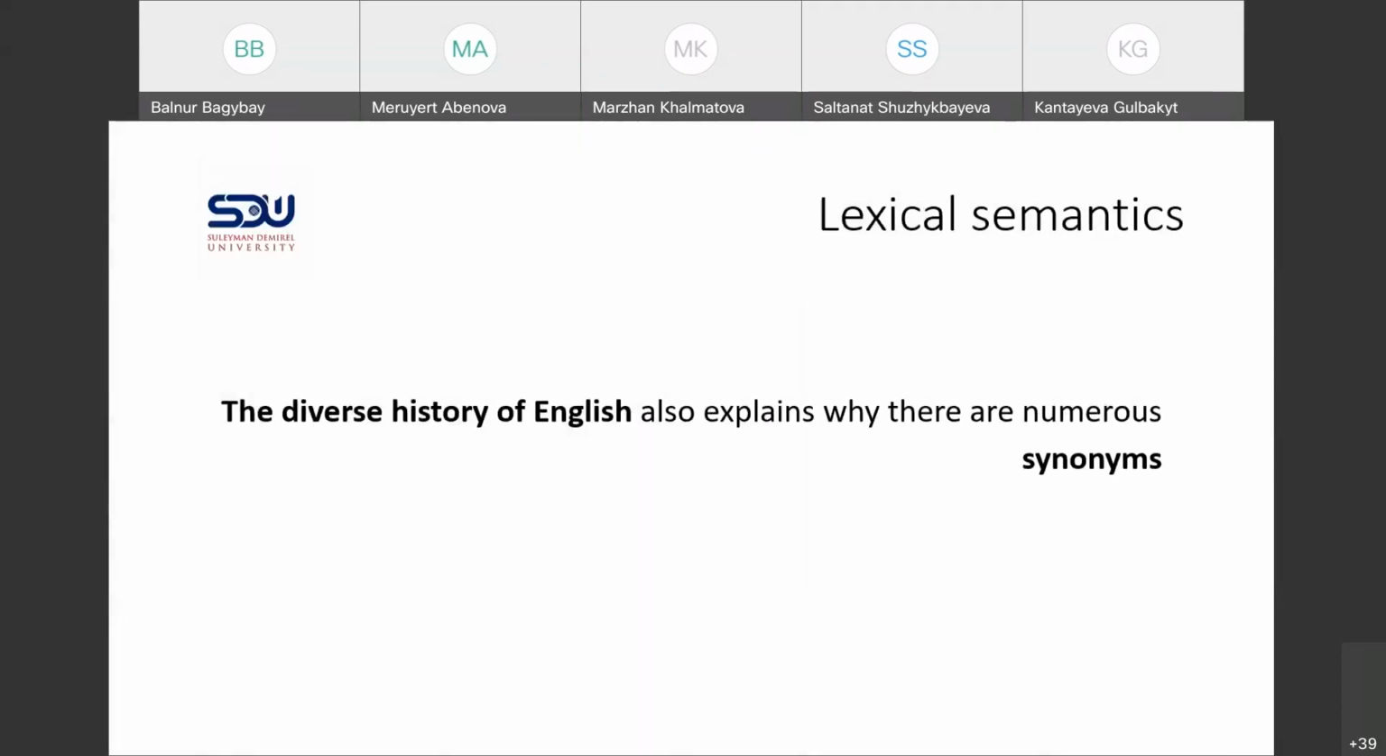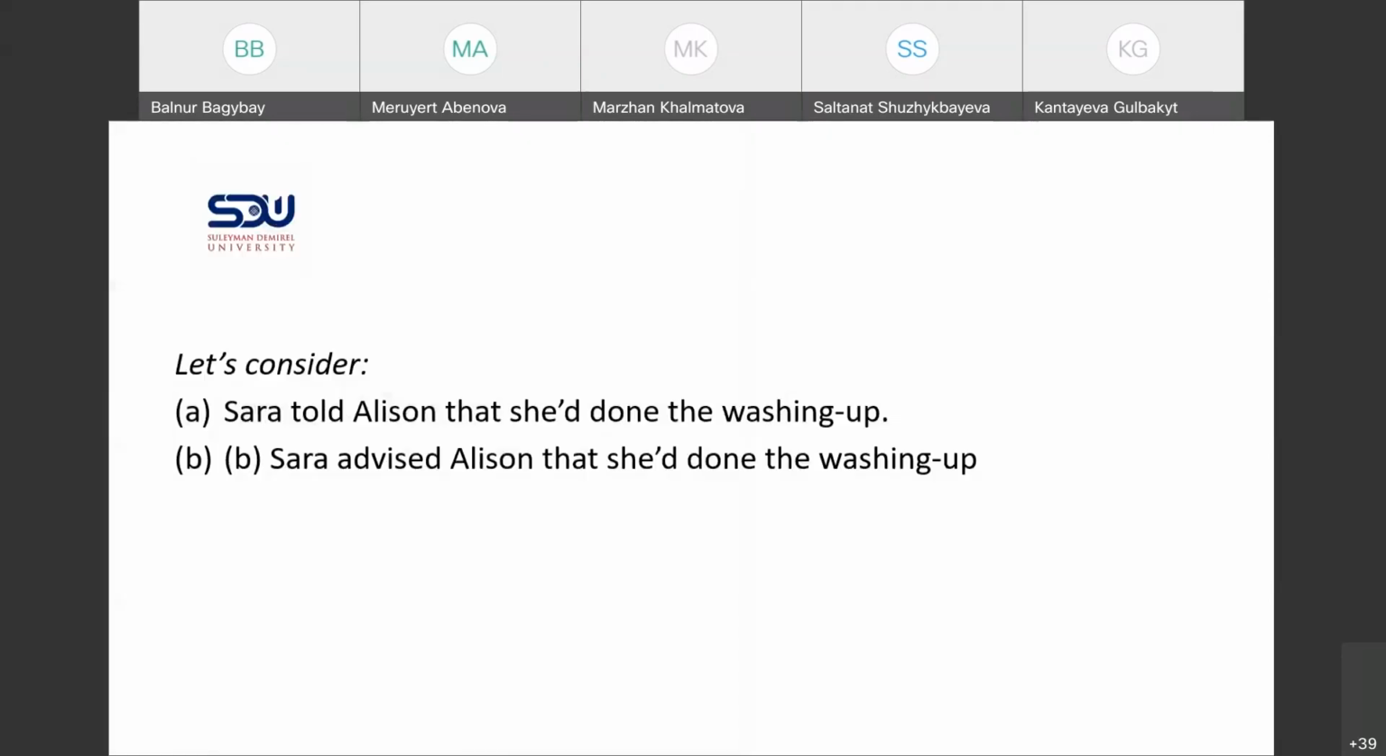Okay, next thing is about lexical semantics. We are going to have a look at synonyms and antonyms. We discussed before that the history of English explains why there are so many synonyms in English, that they come from other languages as well. As a result of its evolution, English became rather rich in its vocabulary from the point of view of lexical semantics.